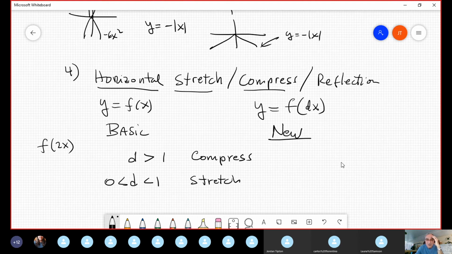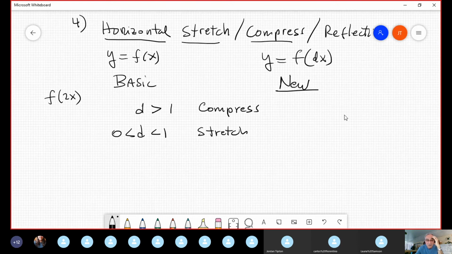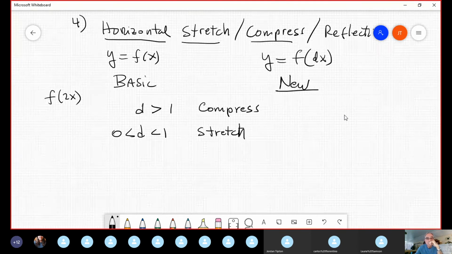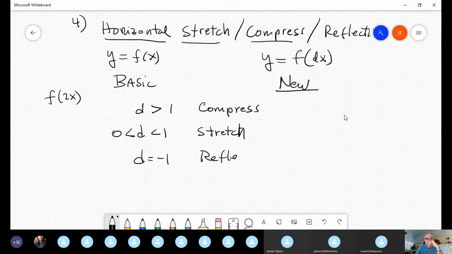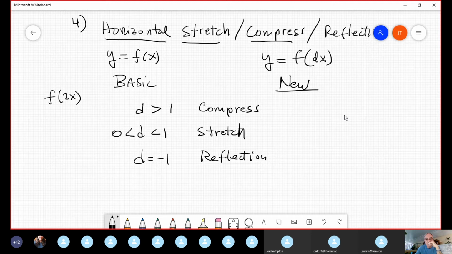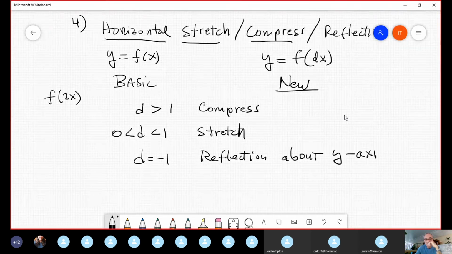And if d is -1, it's a reflection, of course. But it's a reflection about the y-axis, not the x-axis. What does it mean to be about the x-axis, the y-axis?